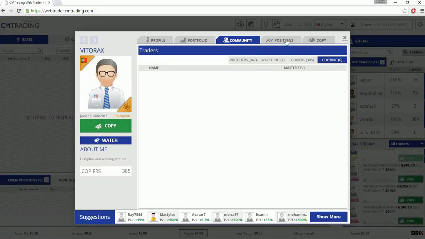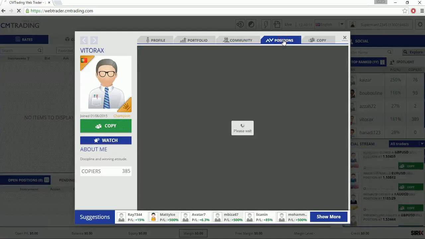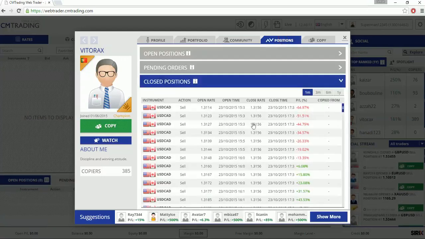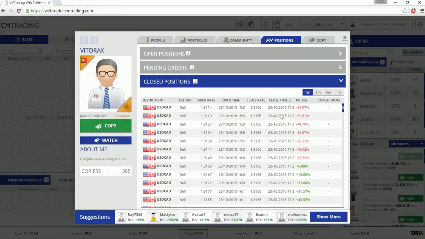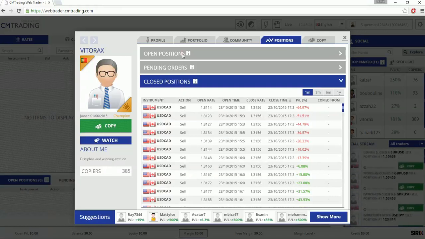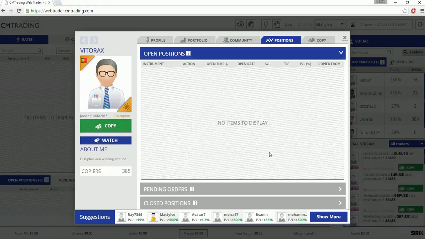Then finally, I look at the positions tab. And again, to me, also a very, very important tab. If you've been happy with everything thus far, the closed positions generally aren't a tab that you need to have a look at. But the open positions, definitely so. And we can see that he has no open positions at the moment.